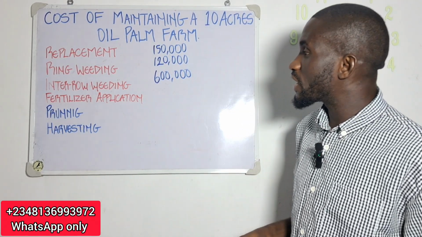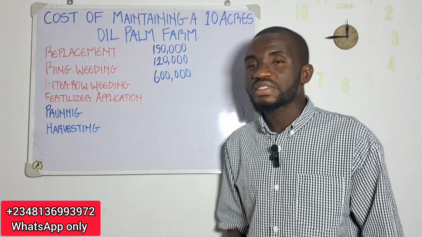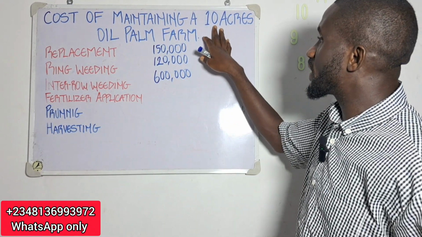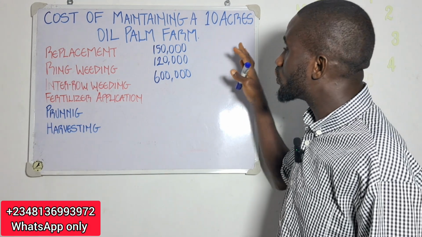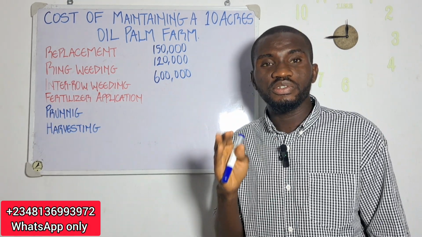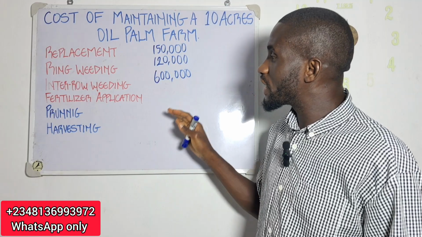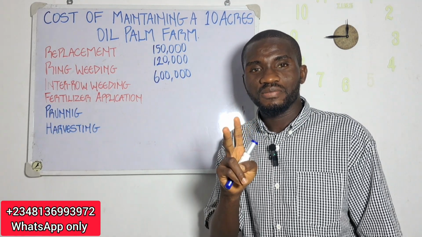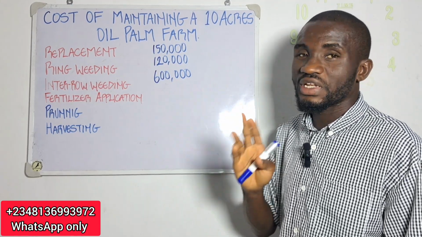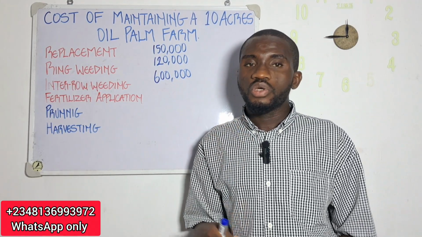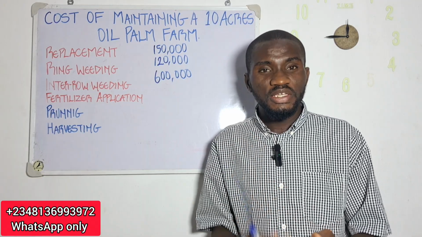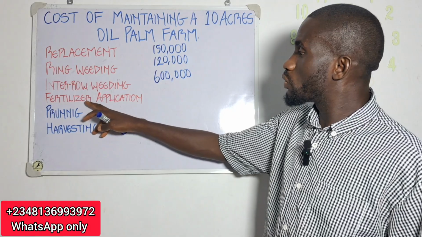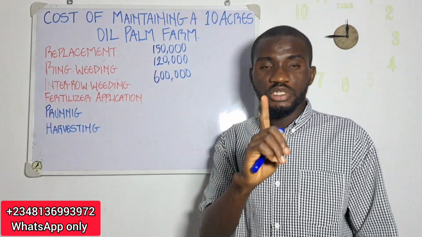So the next expense we'll be looking at is the fertilizer application. For the whole 10 acres, for the whole 600 trees, you'll be needing 2 bags of fertilizer. You can do your fertilizer application once in a year, or you can decide to do it twice in a year by dividing the doses into two. But we are working with one application per year.